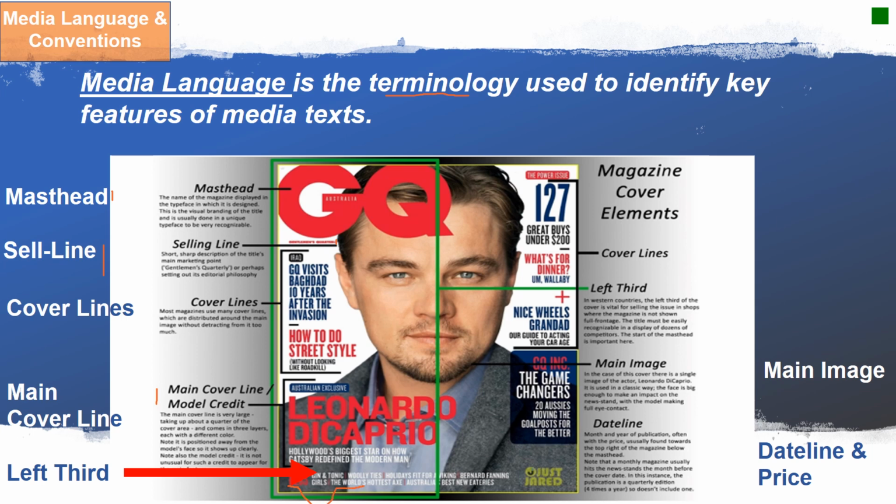The reason for that is because of the way we read things, so the reading pattern in our culture goes from left to right, so we notice things first of all, and by the time we get over to the other side of the page, we've maybe lost a little bit of concentration and aren't quite aware or interested in what we're looking at. Of course, we have things like a main image and a dateline and price as well. These are all part of the terminology that is part of media language, and it enables us to recognize the key features of the page.